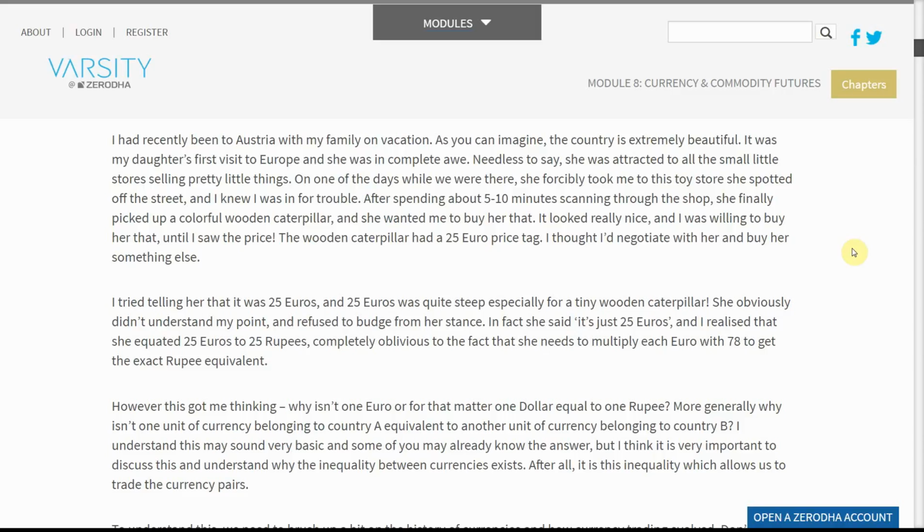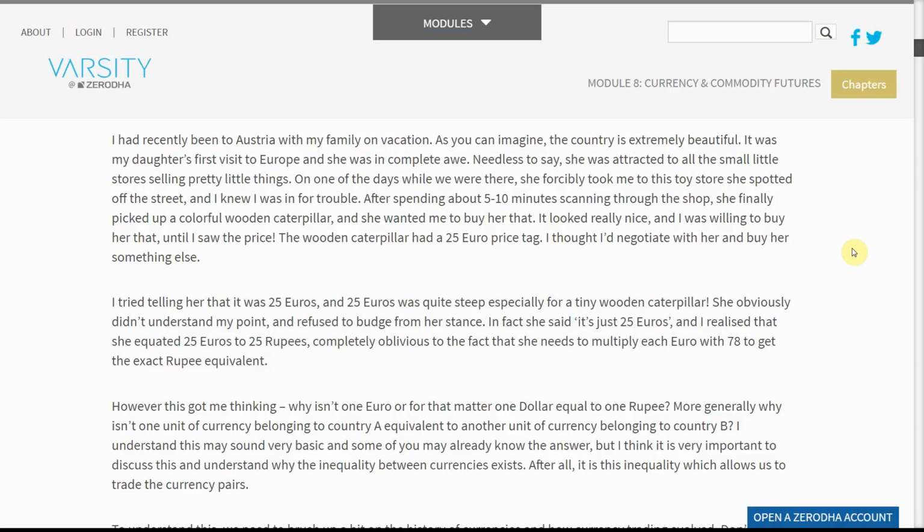Needless to say, she was attracted to all the small little stores selling pretty little things. On one of the days while we were there, she forcibly took me to this toy store she spotted off the street, and I knew I was in for trouble. After spending about 5 to 10 minutes scanning through the shop, she finally picked up a colorful wooden caterpillar, and she wanted me to buy her that.